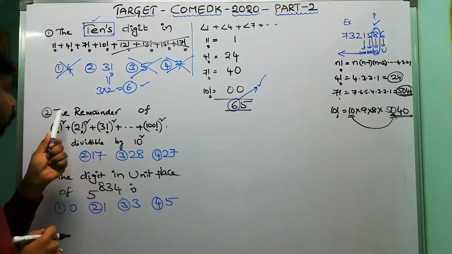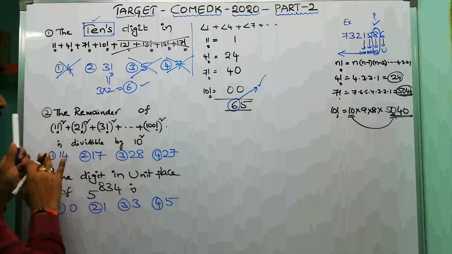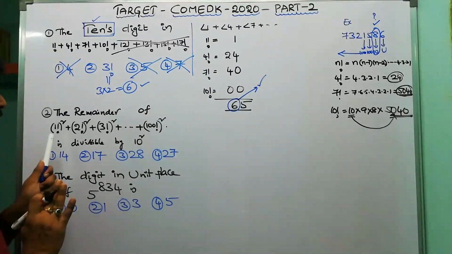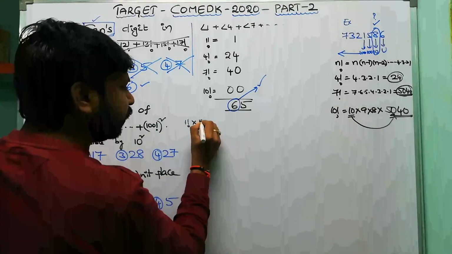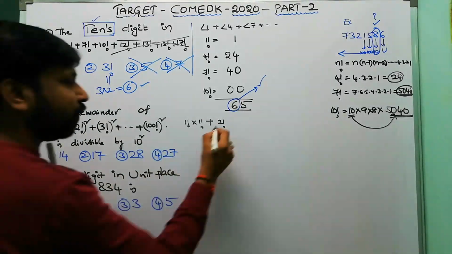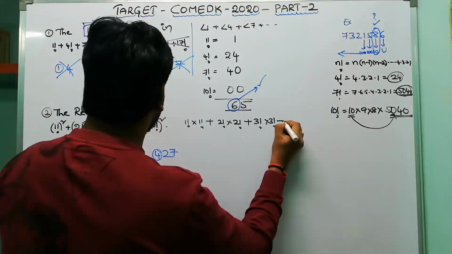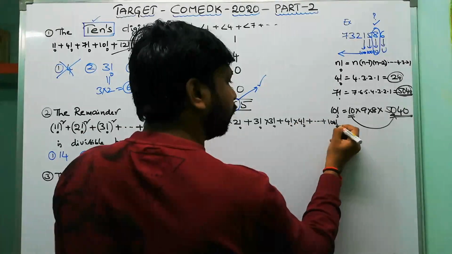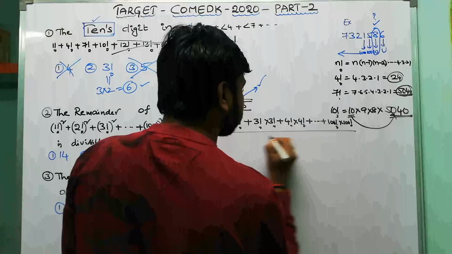The remainder when 1 factorial whole square plus 2 factorial whole square plus 3 factorial whole square, and so on up to 100 factorial whole square, is divided by 10 square. That is your question, friends. A very simple question. Let us write down the given information. 1 factorial whole square can be written as 1 factorial into 1 factorial, 2 factorial whole square as 2 factorial into 2 factorial, similarly 3 factorial into 3 factorial plus 4 factorial into 4 factorial plus so on plus 100 factorial into 100 factorial, all divided by 10 square.